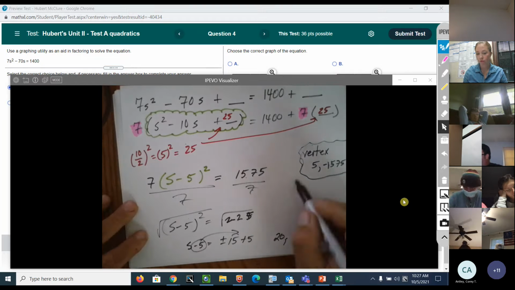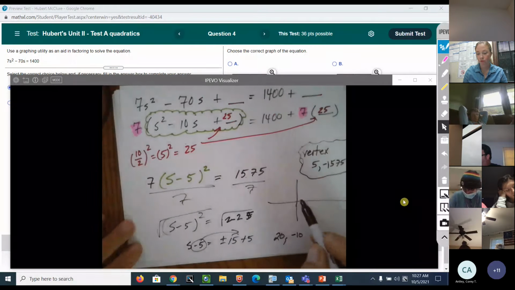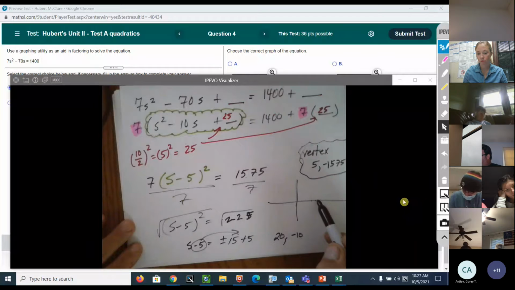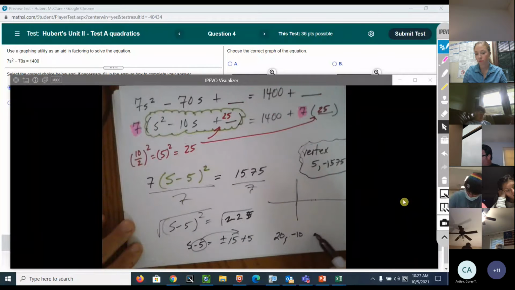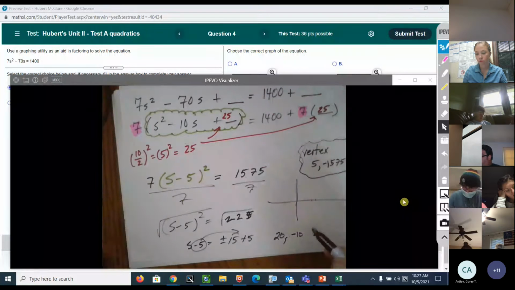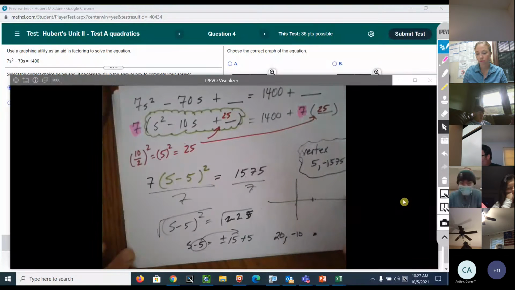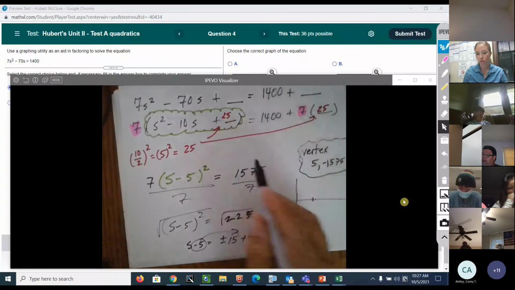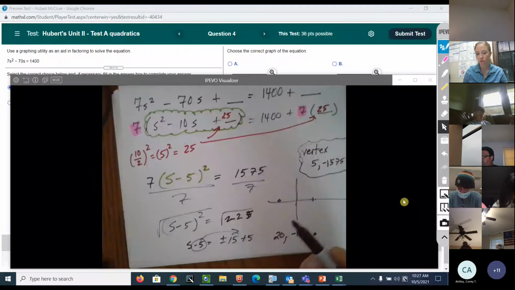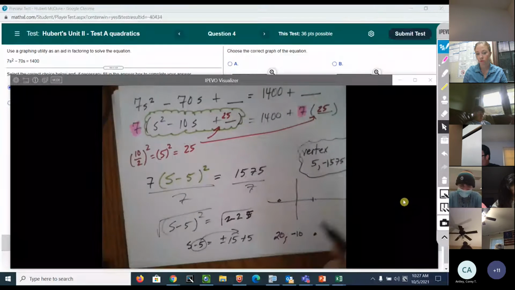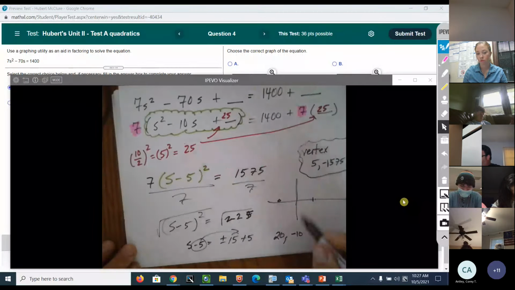So we drew a, let's see, negative 5 or 5. 1, 2, 3, 4, 5. And negative, that's way the heck down here. And 20 and negative 10, well, that's 5. 20 would be over here, negative 10 would be over here. Y-intercept of 1400. Well, this is 1575. So 1400 would be in here.